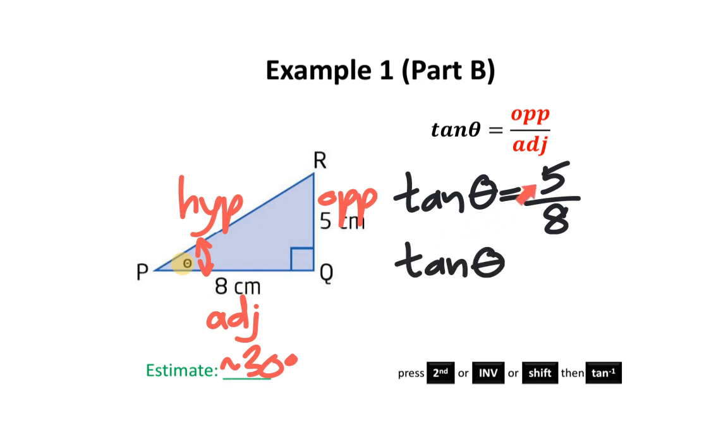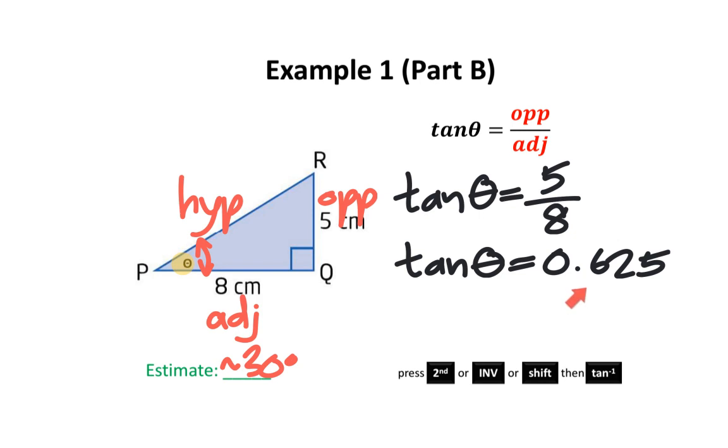But what about 5 over 8? This is actually 5 divided by 8. I want you to put that into your calculator. You should get 0.625. Something looks very wrong here. I estimated our unknown angle to be about 30 degrees, but I'm getting a very small number here.